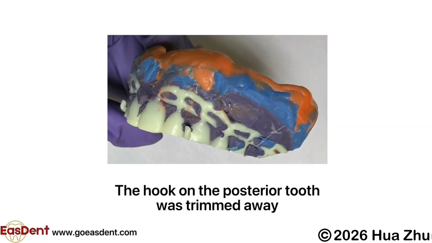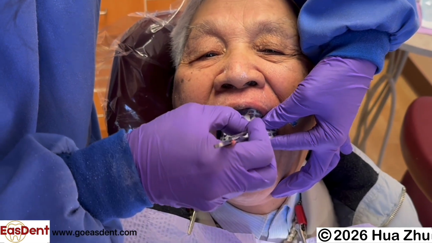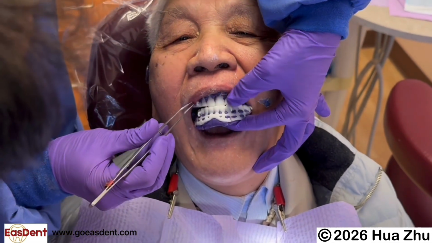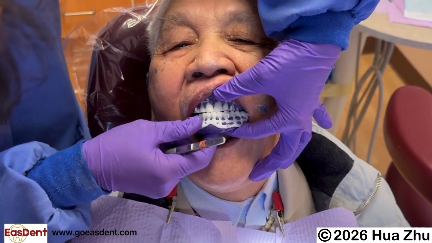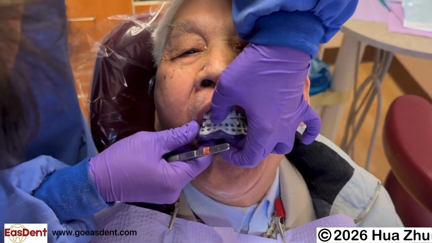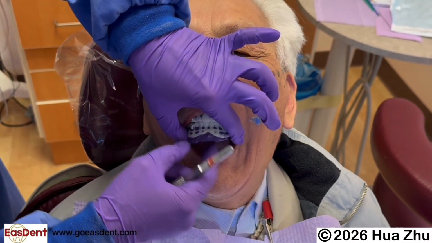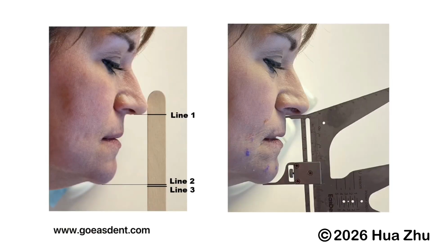If the hooks on the maxillary Easdent impression were trimmed away when you were adjusting the maxillary Easdent impression, or it is too difficult for you to put the elastomers from the maxillary hooks to the mandibular hooks, you can also just use one hand to hold the mandibular tray and guide the patient to bite into centric relation using the other hand, and then grab the tongue blade or Easdent measure.